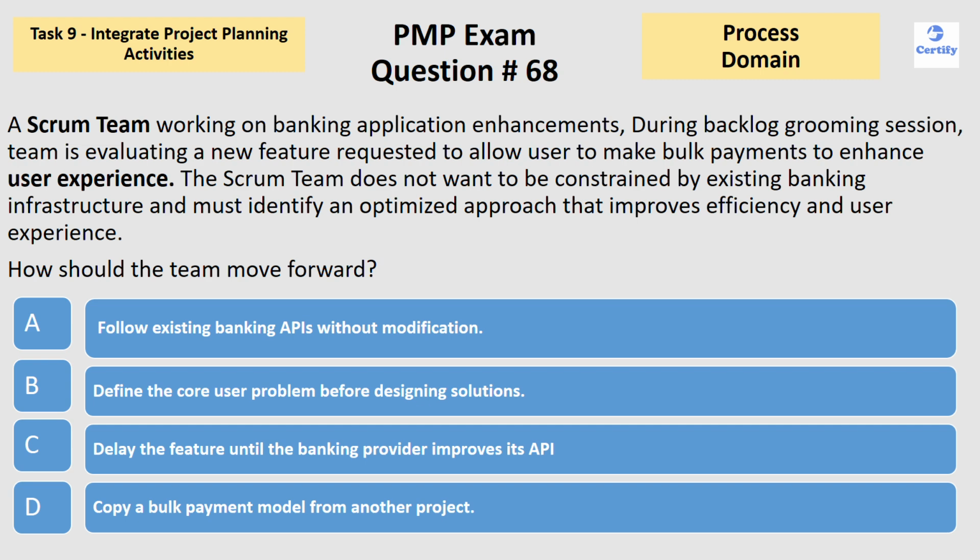A Scrum team working on banking application enhancements, during a backlog grooming session, is evaluating a new feature requested to allow the user to make bulk payments to enhance user experience. The Scrum team does not want to be constrained by existing banking infrastructure and must identify an optimized approach that improves efficiency and user experience. How should the team move forward?